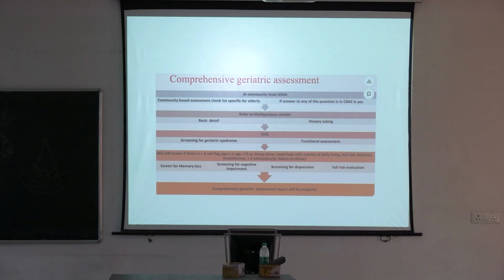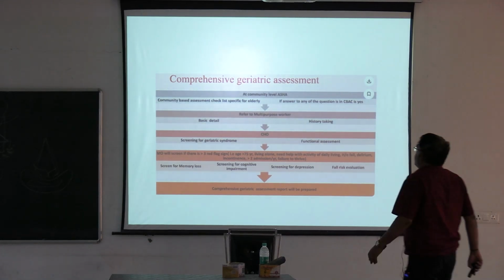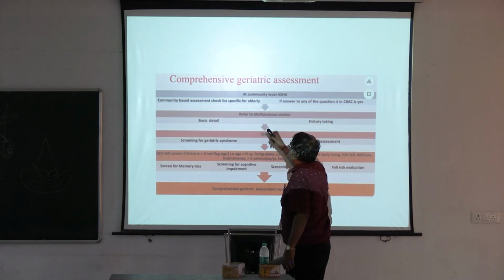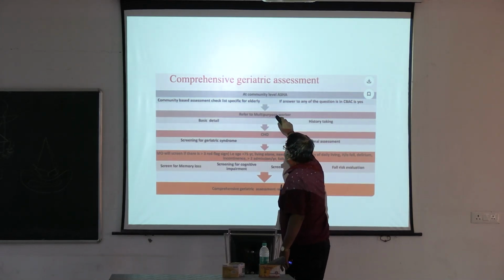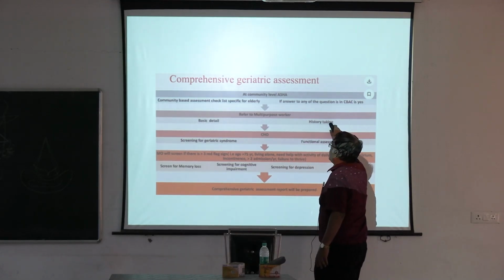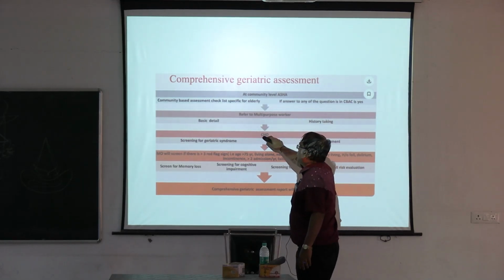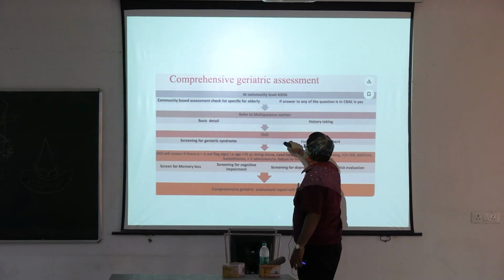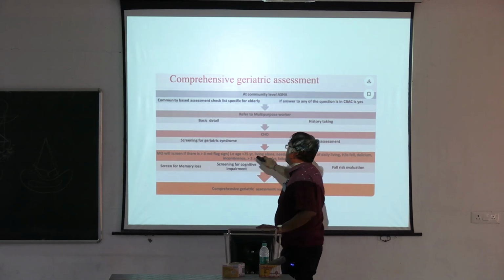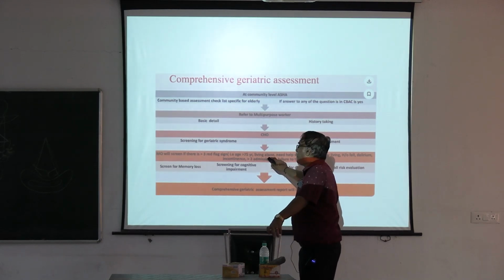So once again, at the community level, the ASHA worker is the first person. She just goes through the checklist. If there is any problem, she refers to the multipurpose worker. That multipurpose worker does the history taking, basic details. Then it goes to the community health officer, screening for geriatric syndromes, functional assessment. Then the medical officer will screen if there are more than three red flag signs.